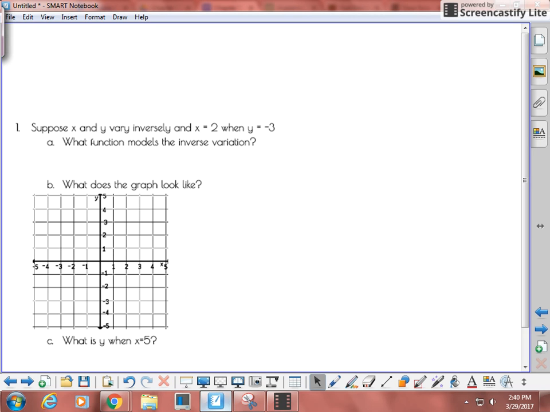So this is the second part of lesson 2. We're breaking it into 2 parts.